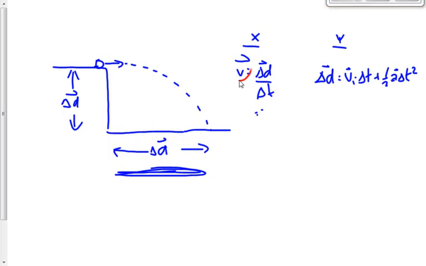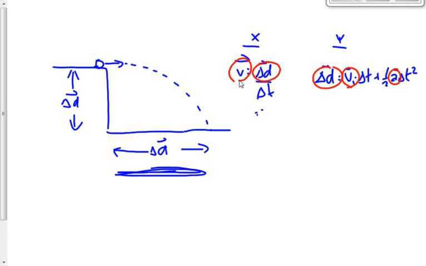V and VI are two different values because one's x, one's y. Delta D are two different values because one's x and one's y. A, well, there is no A in the x component because it's not accelerating. So A would be 0, I suppose you could say, for the x component. A is negative 9.81 for the y component. Two different values because one's x and one's y.